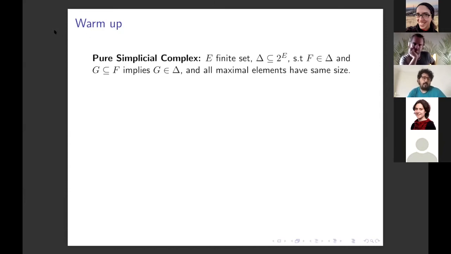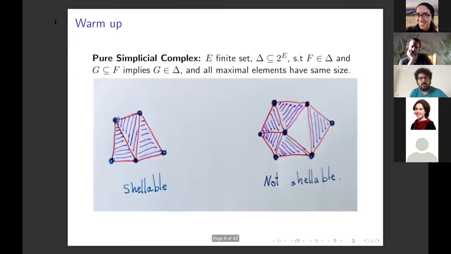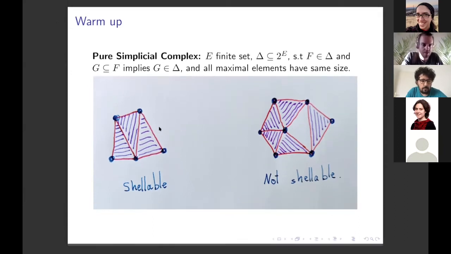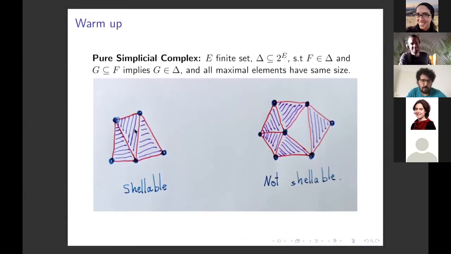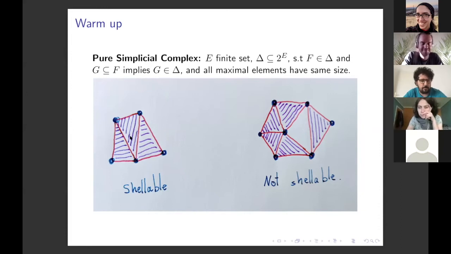Let me start by giving you a little bit of intuition. I'm going to be talking about pure simplicial complexes, which are set systems that are closed under inclusion. Before I tell you what shellability means, let me give you two quick examples. There's the complex on the left. Can you see my pointer? Yes. The complex on the left is a shellable simplicial complex.